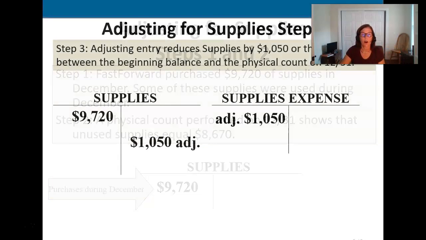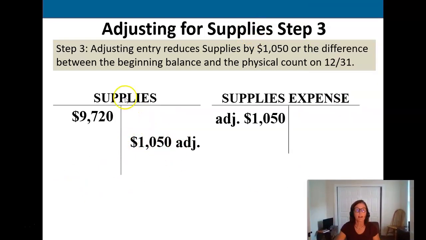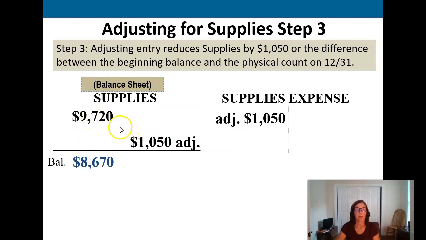But now here we are on December 31st, and we're going to make the adjustment because we need to bring the balance in the supplies account down to what we really still have on hand and show that we used up $1,050 in supplies. So by crediting the supplies account, it shows that all we have left is $8,670, and then the supplies expense account for $1,050 will get a debit.